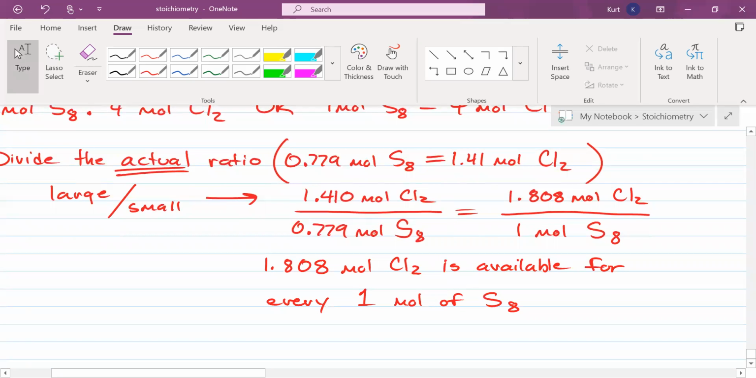So let me ask you this. You need 1.808 moles of chlorine for every 1 mole of sulfur. You're going to run out of chlorine first because you need more of it than what is available. So in this case, chlorine is going to be the limiting reactant.